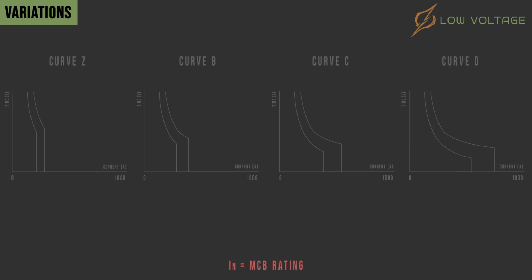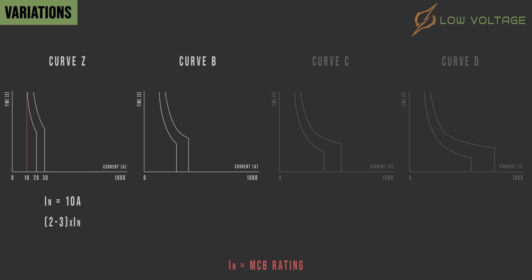Now let's learn about MCB curve variations, and start with curve Z. This curve example has rated current IN equal to 10 amperes and general magnetic settings 2 to 3 times the value of the rated current IN. This gives us magnetic settings between 20 amperes and 30 amperes. We also have curve B. This curve example has rated current IN equal to 10 amperes and general magnetic settings 3 to 5 times the value of the rated current IN. This gives us magnetic settings between 30 amperes and 50 amperes.